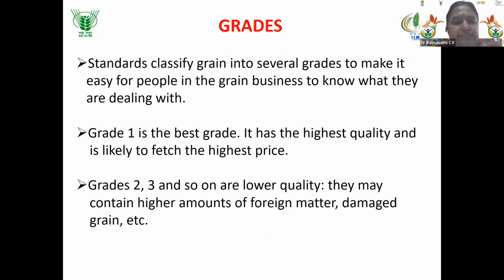Standards usually classify the grain into several grades to make it easy for people in the grain business to know what they are dealing with. Grade 1 is the best grade. It has the highest quality and is likely to fetch the highest price. Grade 2 and 3 and so on are lower quality. They may contain higher amounts of foreign matter, damaged grain, etc. But nevertheless, when the price is less, ordinary consumers will purchase this type of grain and they clean it on their own. So that is why grades 2 and 3 are also allowed to trade.